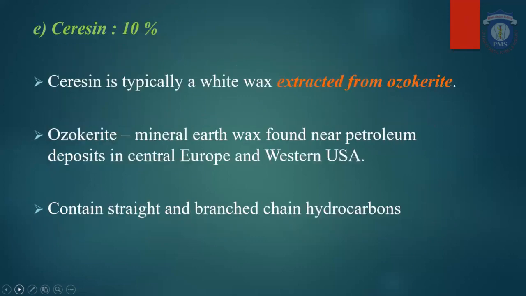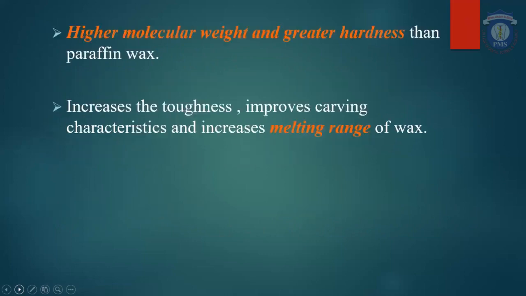Then we have ceresin, 10%, that is typically a white wax that is extracted from ozokerite. Now, what is ozokerite? Ozokerite is a mineral ore that is found near petroleum deposits in Central Europe and Western USA. They contain straight and branch chain hydrocarbons. They have a high molecular weight and greater hardness than paraffin wax, increase the toughness, improve the carving characteristics, prevent flaking, and increase the melting range of wax.